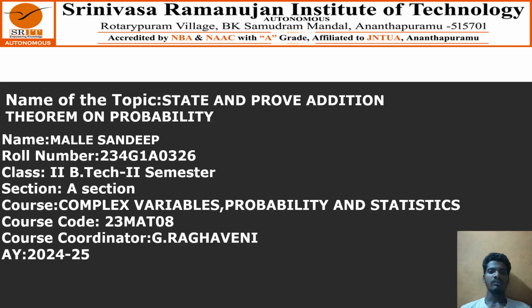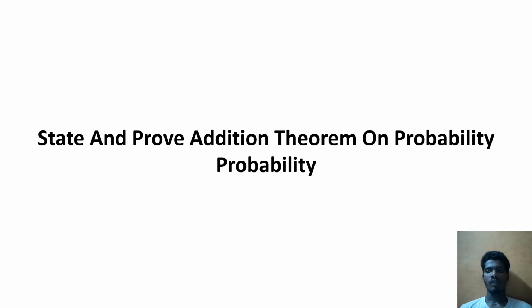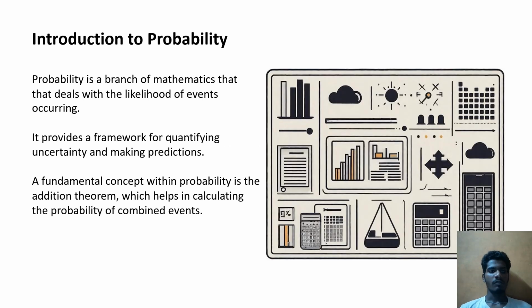Today, my topic is to state and prove the addition theorem of probability. Introduction to probability. Probability is a branch of mathematics that deals with the likelihood of events occurring. It provides a framework for quantifying uncertainty and making predictions. A fundamental concept within probability is the addition theorem, which helps in calculating the probability of combined events.